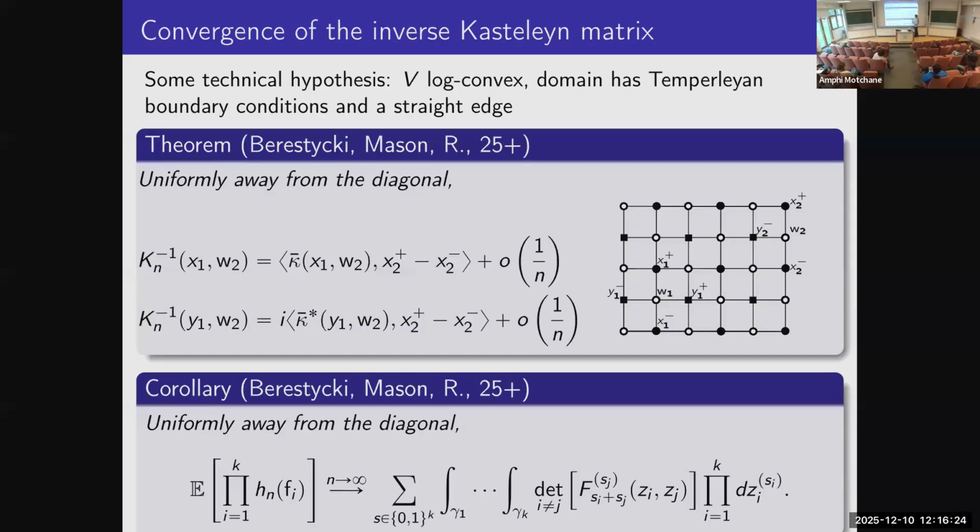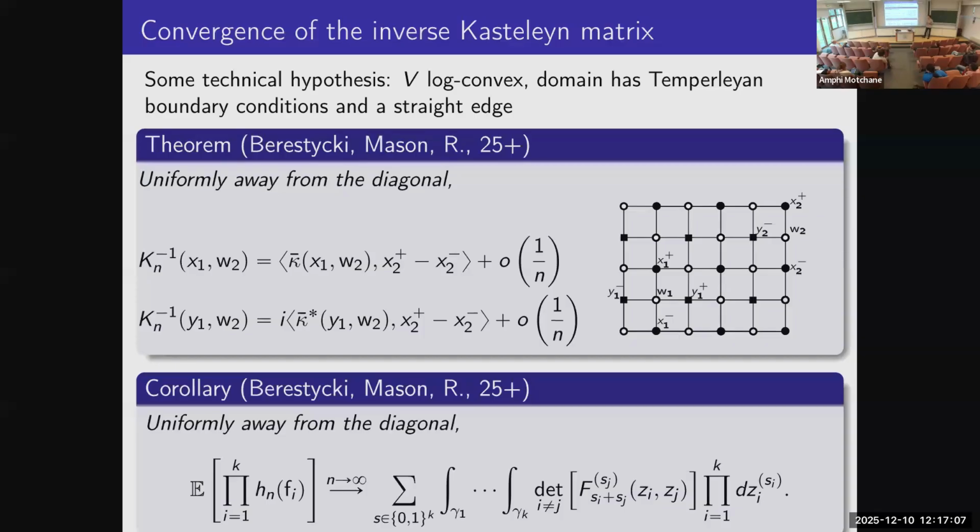But what the statement says is that if I have a white point somewhere on the graph, and a black point somewhere else on the graph, I can compute the inverse Kasteleyn. I can give you the asymptotic of the inverse Kasteleyn matrix between, for example, this guy and this guy, as some continuous operator between the 2 points, and the direction of this edge at the white points. So, the important thing is that we have an asymptotic for the inverse Kasteleyn matrix.